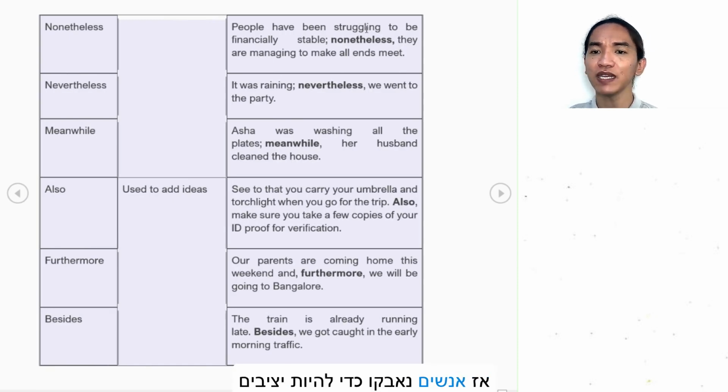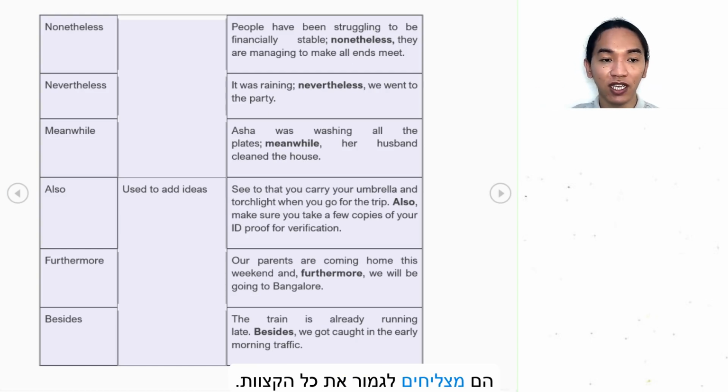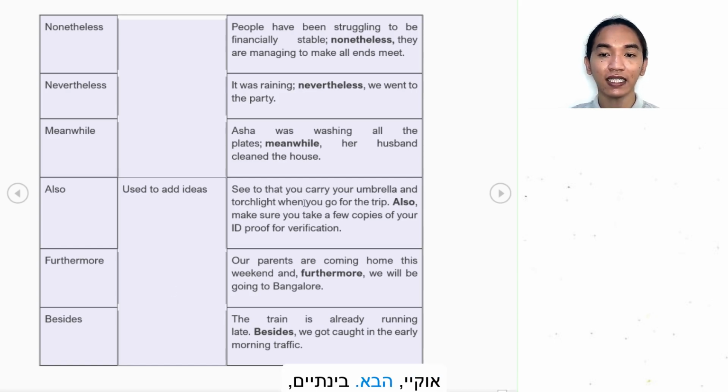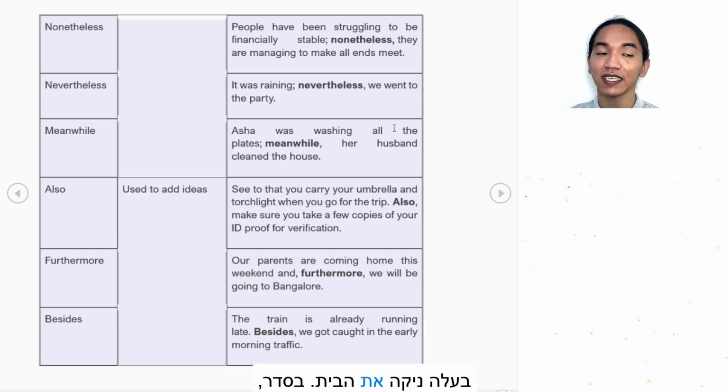So people have been struggling to be financially stable. Nonetheless, contrast, they are managing to make ends meet. Okay? Next one. Meanwhile, Asha was washing all the plates. Meanwhile, her husband cleaned the house.